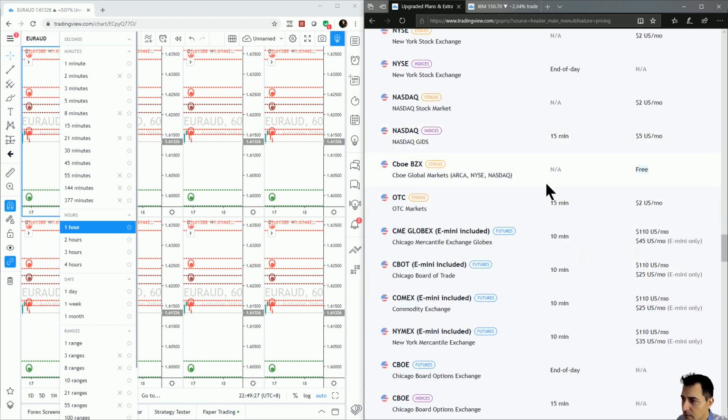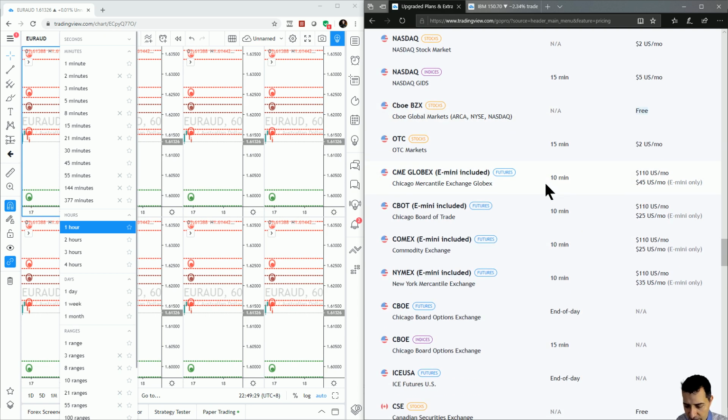Okay. So let me keep going. Notice now, I am diving into futures. So we have the Chicago Mercantile Exchange, the Chicago Board of Trade, the Commodity Exchange, the New York Mercantile Exchange, the Chicago Board Options Exchange. So we have futures, we have indices, we have the ICE futures. So what do we have? Well, every one of those is a completely different animal, and those are the painful ones.